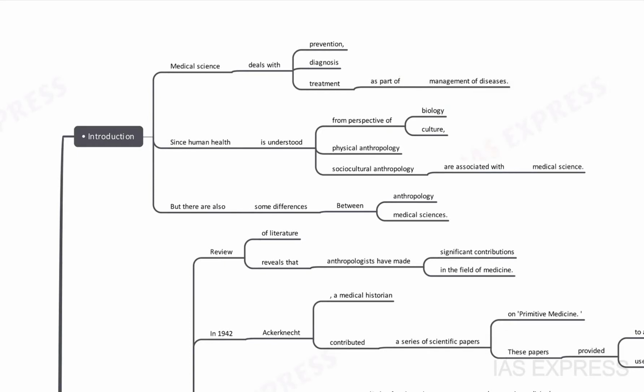And since human health is understood from the perspective of both things, that is your human biology as well as the culture in which a human being lives, or as we have already told you in the previous classes, that culture affects the overall well-being of a human being. So, that is why human health is understood from these two perspectives, and hence physical anthropology as well as socio-cultural anthropology are very much associated with medical science.